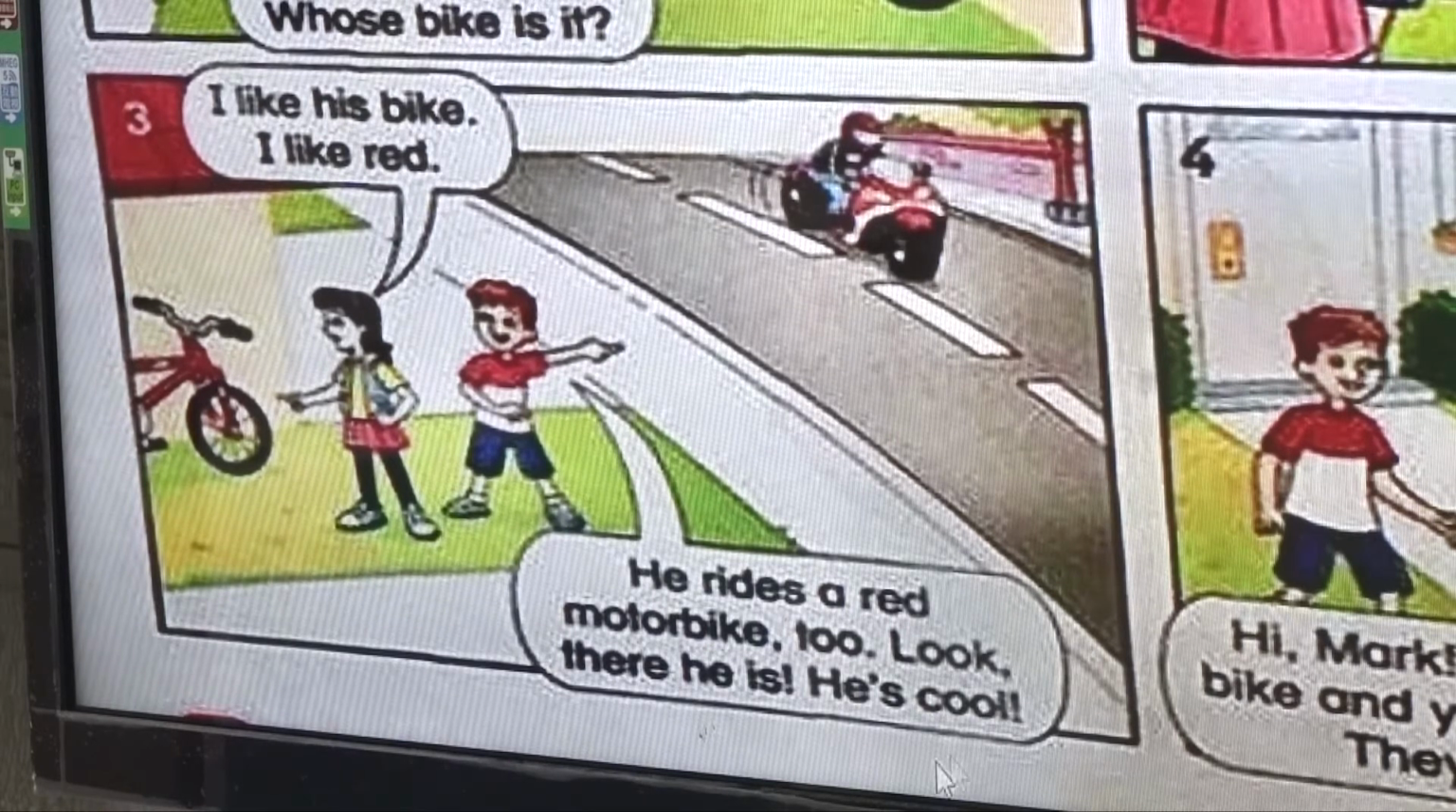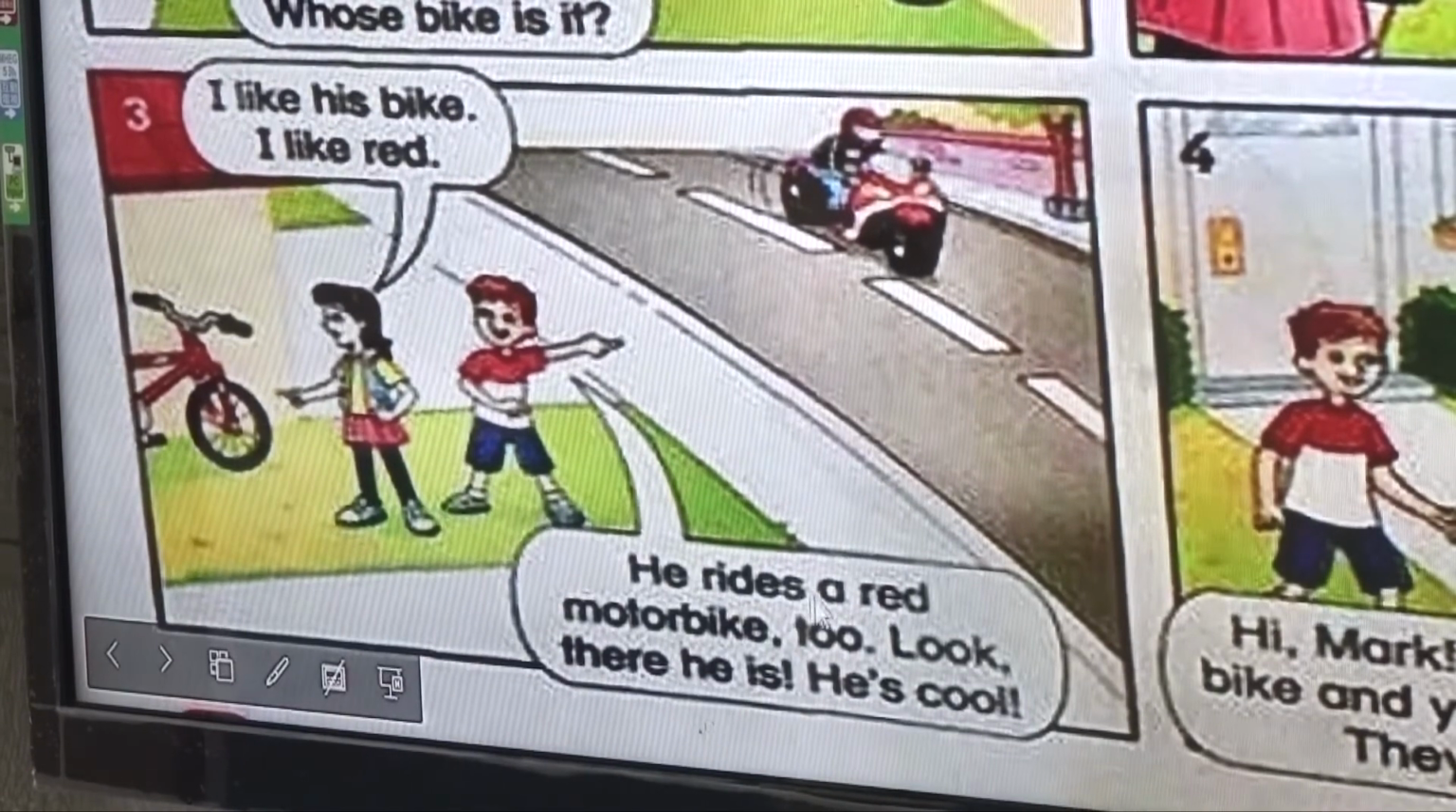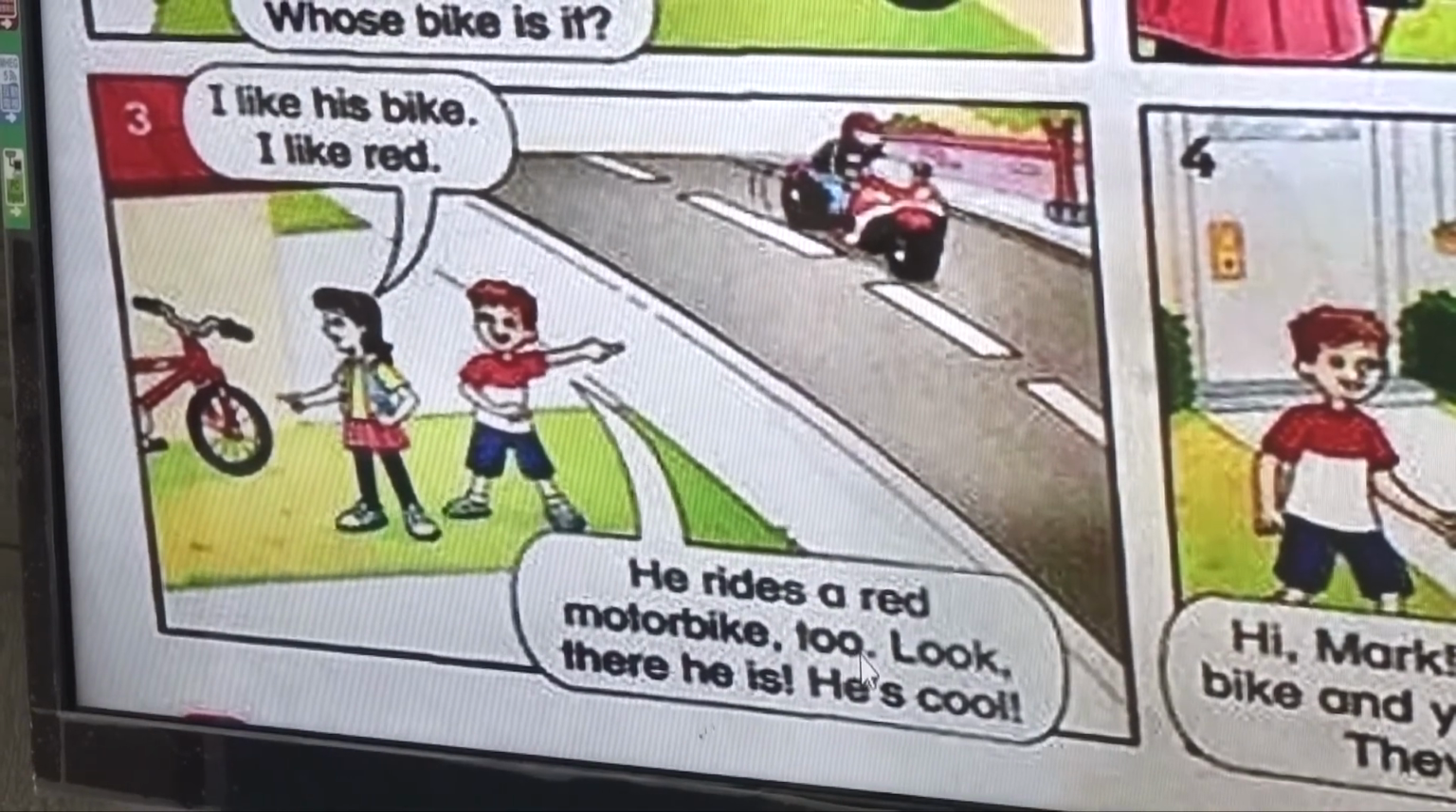Right, he says a really long thing here. So Matt says he rides a red motorbike too. So what's a motorbike? This one, right? So this is a bike and this is a motorbike. A bigger one and can go very fast, right? It's a machine. Alright. He rides a red motorbike too.